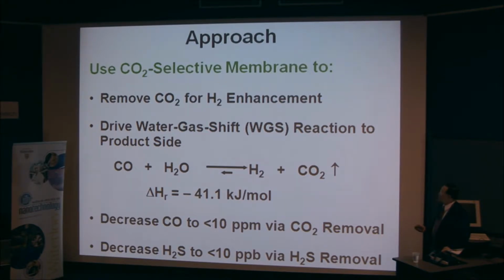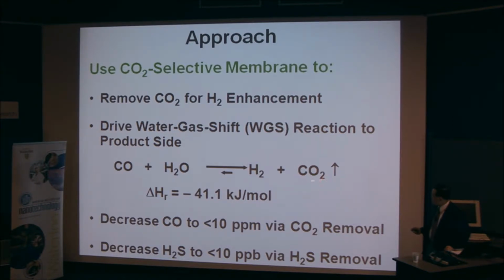So our approach is to use a carbon dioxide selective membrane that can remove the carbon dioxide, and that will increase the concentration of hydrogen. Typically, as you know, you contain about 20% of CO2 in the syngas derived from methane. If you go from coal, then the carbon dioxide could go up to 40 some percent. So it's very significant that when you remove the CO2, you can increase the hydrogen concentration significantly.